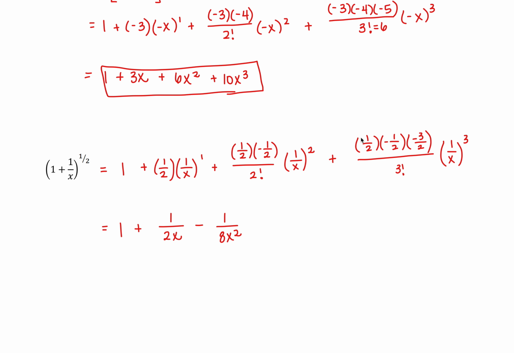Then here we have 3/8 in the numerator. Negative and negative make a positive. So we have 3/8 divided by 6. So that's 3/8 times 1/6. 3 cancels into the 6, so that gives us a 16th in the denominator. And then 1 over x cubed is going to give us an x cubed in the denominator. So here we have plus 1 over 16x cubed.